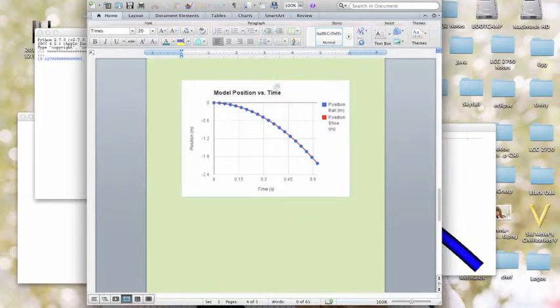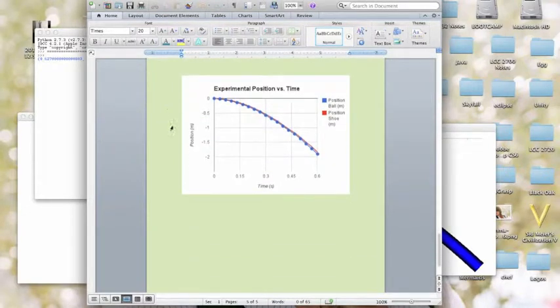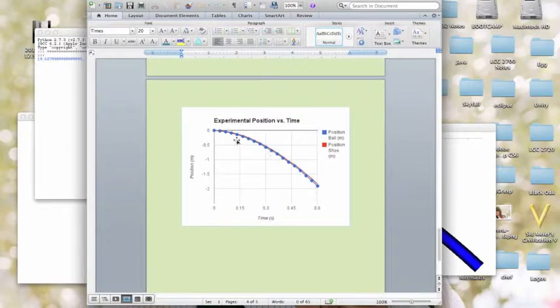Here's a graph of the two objects falling at the same rate. As you can see, they're pretty identical. You see the ball's position is the blue dots, where the position of the shoe is the red line. Now here's my experimental position versus time, where you can see the ball is still the blue dots, the line, and the shoe is the red.